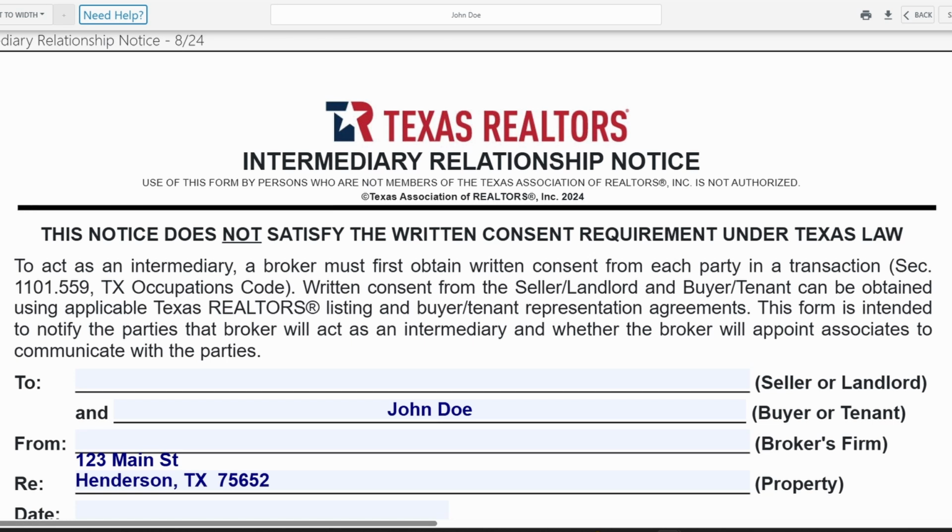We have some requirements functioning as an intermediary. We can't favor one side over the other. We can't share confidential information between the two. We can't advise one party in a way that harms the other. So it's an arm's length transaction. Your seller or your buyer can lose some of the benefit of working with an agent in an intermediary relationship. What is confidential information?